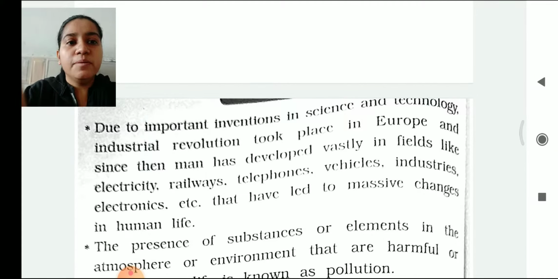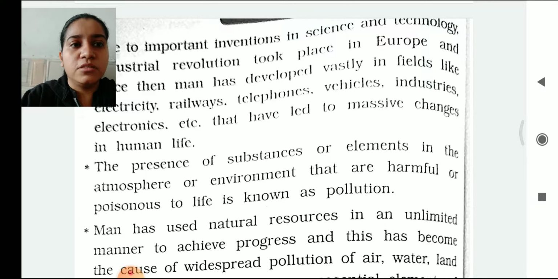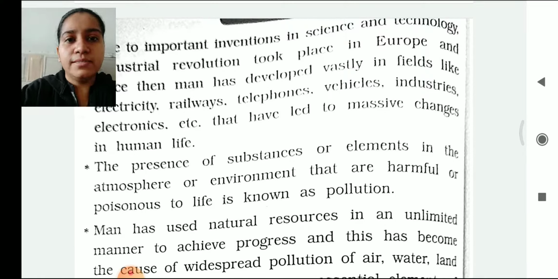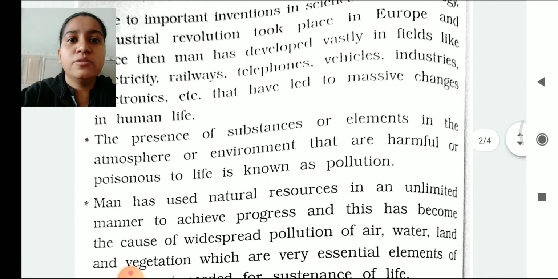Point number 1. Due to the important inventions in science and technology, the industrial revolution took place in Europe, and since then, man has developed vastly in fields like electricity, railways, telephone, vehicles, industries, electronics, etc. that have led to a massive change in human life. The presence of substances or elements in the atmosphere or environment that are harmful or poisonous to life is known as pollution. So due to the inventions and improving science and technology, various kinds of changes have started prevailing in human life. And the presence of various substances which are harmful for the atmosphere or lead to a poisonous life is called pollution.